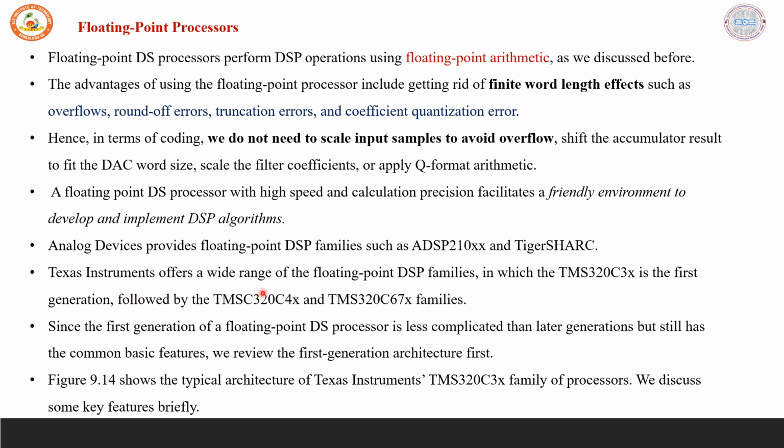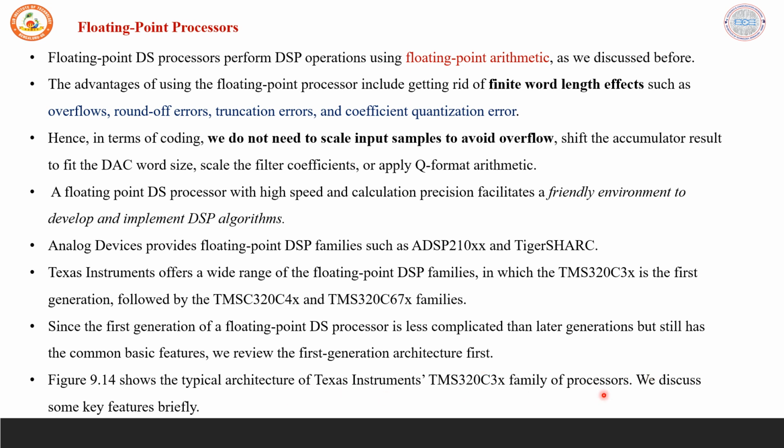Texas Instruments offers a wide range of floating point DSP families, in which the TMS320C3X is the first generation. It is followed by the 320C4X and 320C67X families. Since the first generation of floating point digital signal processor is less complicated than the later generations, but still retains all the important basic features, we shall review the first generation architecture itself.